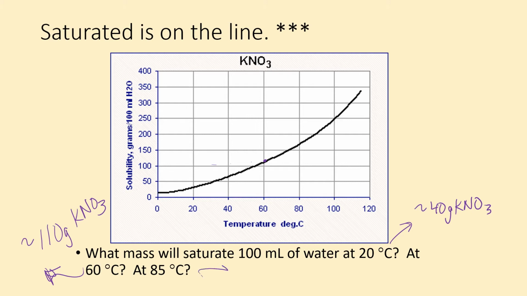What about at 85 degrees? Well, we'd go to 80, there's 90, here's about 85, we go up, we go over. So the solubility to make a saturated solution is about 190 grams of KNO3 for every 100 milliliters of water.